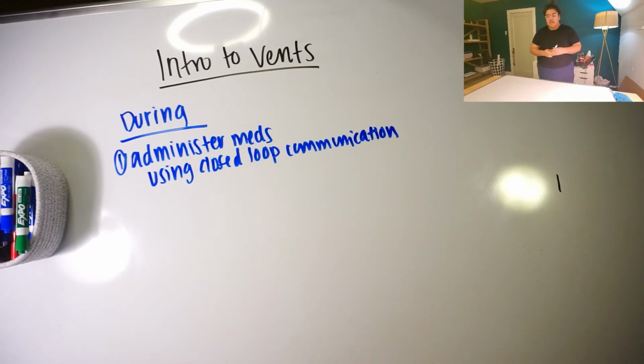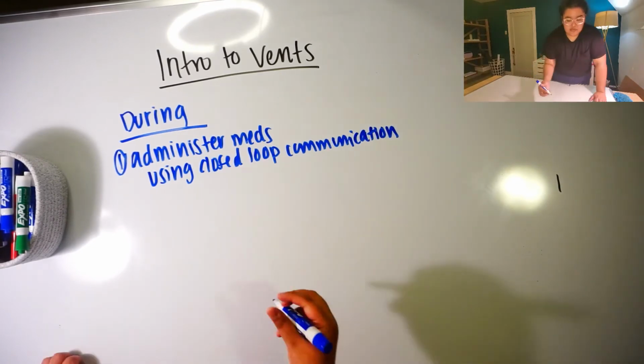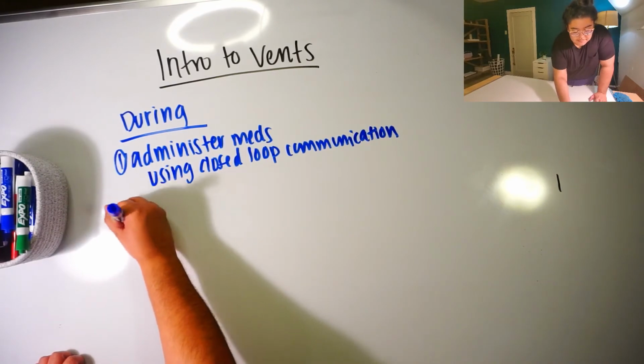Okay, I'm giving 50 milligrams of rocuronium, and I'm flushing. 50 milligrams of rocuronium given. Boom. You use closed loop communication. I knew exactly what you were doing the entire time. So administer meds using closed loop communication. This is going to be when the physician tells you to.